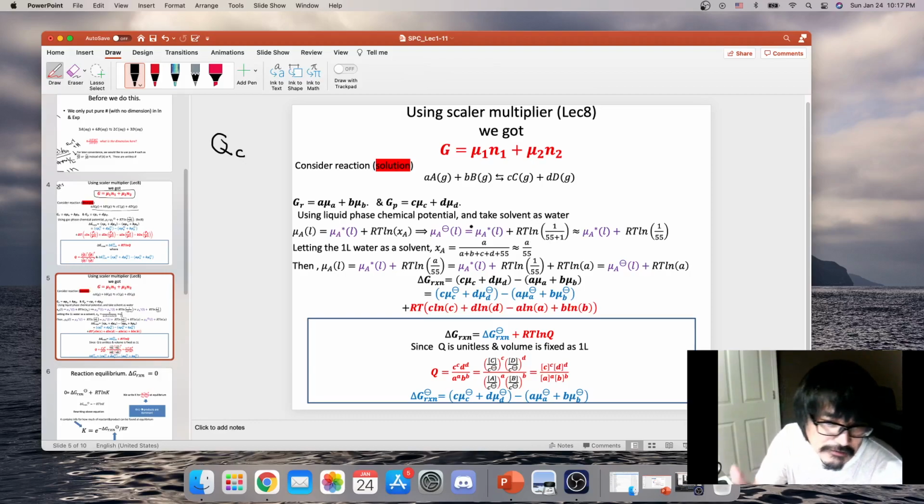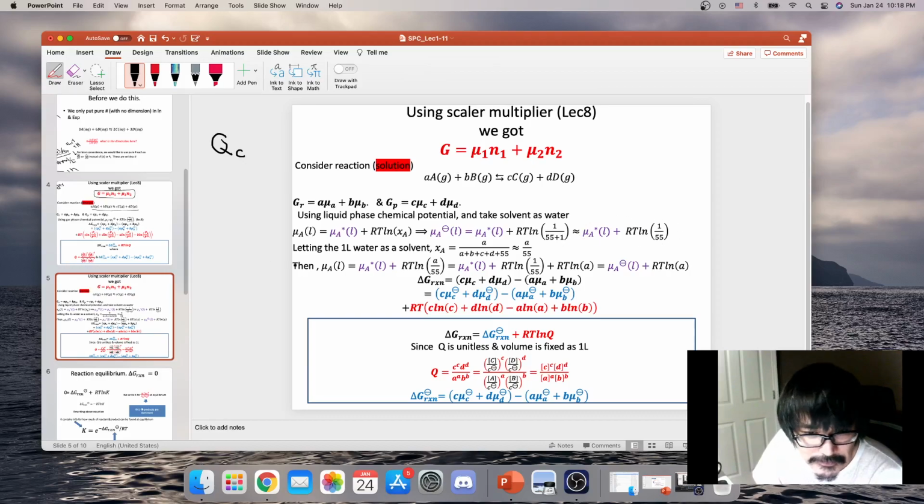For example, if I take water as a solvent, then 1 liter of water has 55 moles of water. Then the mole fraction is going to be 1/56, right? Yeah, close to 1/55, approximately speaking. So this guy right here eventually becomes something that looks like this.